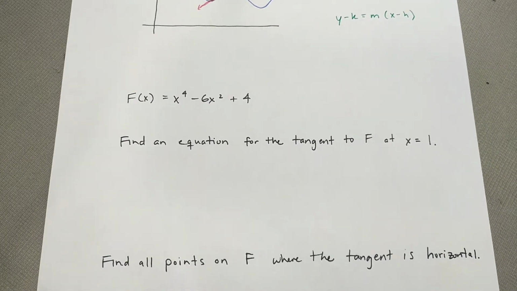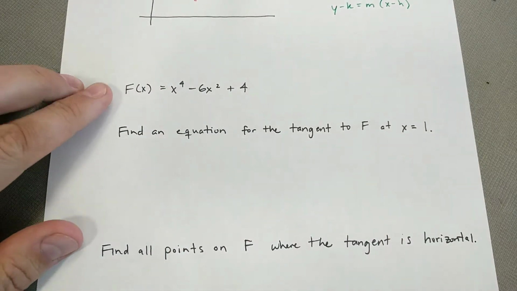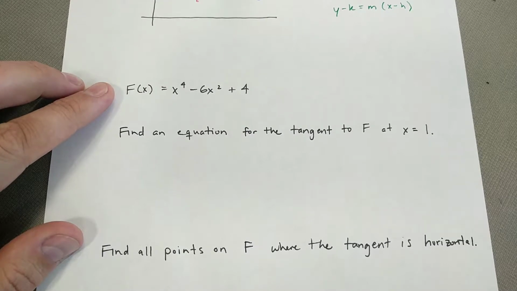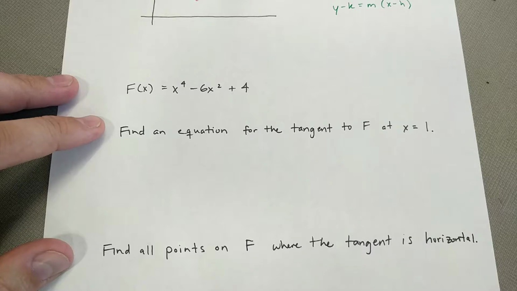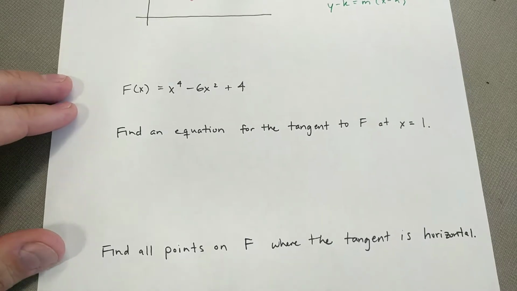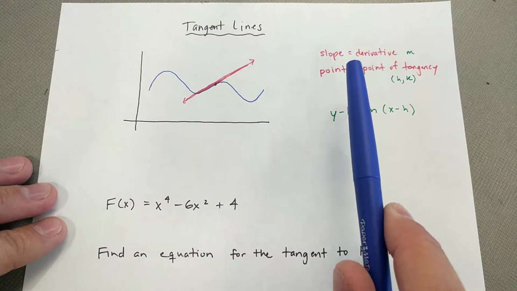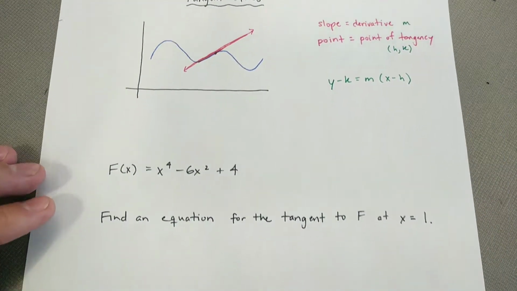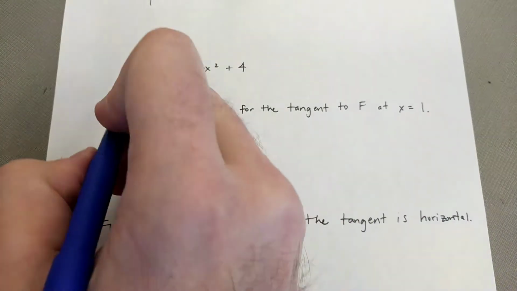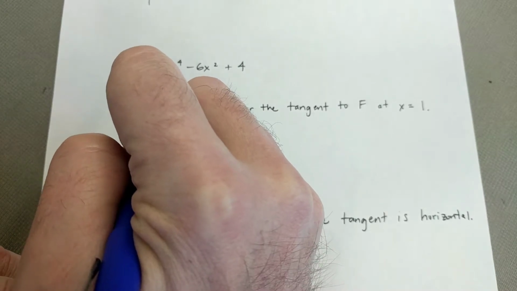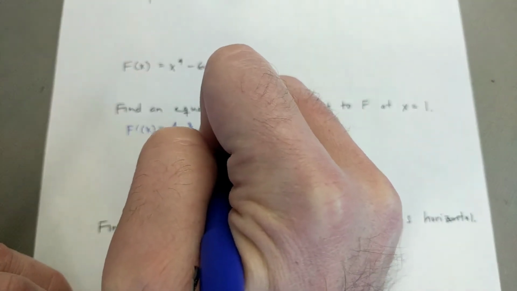So these are some of the more basic ideas. For the first one, we're going to deal with this function, big F of x, that thing there. And for our first problem, we're going to find an equation for the tangent line to f at x equals 1. Okay. So if I come back up here and think about this, I need to find the slope and I need to find a point. So let's find the slope first, which means we're going to find the derivative and evaluate it at 1. So f prime of x is equal to 4x cubed minus 12x.